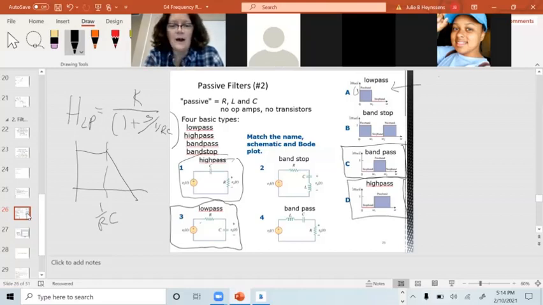Unless I use an op amp, then I can get rid of the inductor. You'll find I hate inductors. They're big, bulky, expensive, and they break. So all I do is I put the LC in series and I take the output off the resistor.